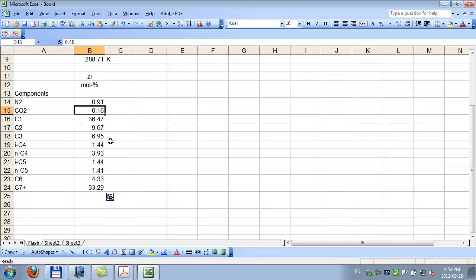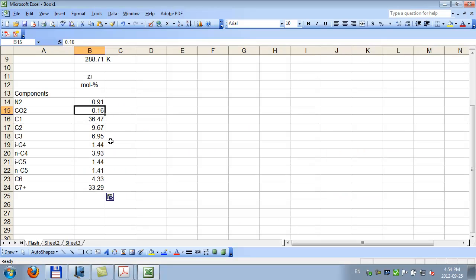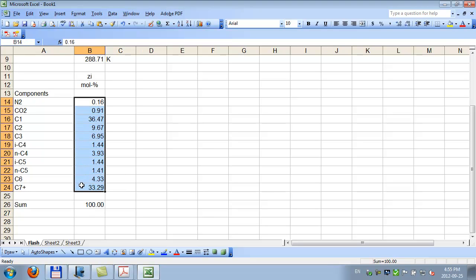Okay, and now these are reversed, so I've got to go 0.91 and 0.16. And then if we just grab onto them, you can see down at the lower right it's 100. But I want to actually put a sum down here just to keep things honest. Now these numbers were hand entered, right? More or less.